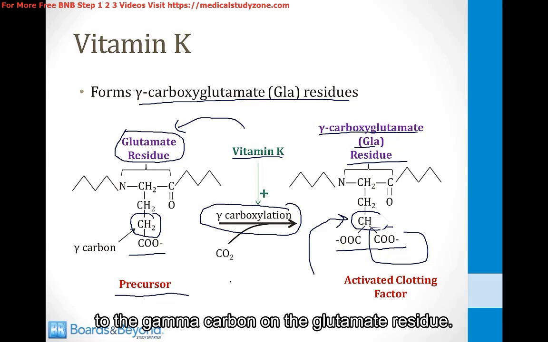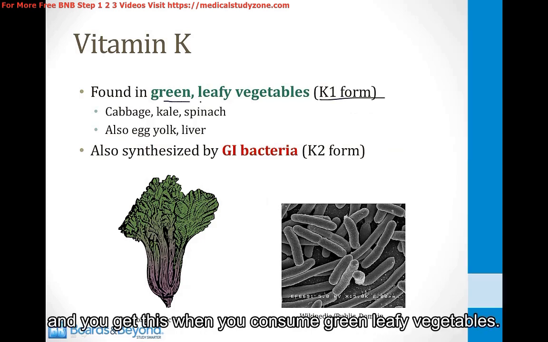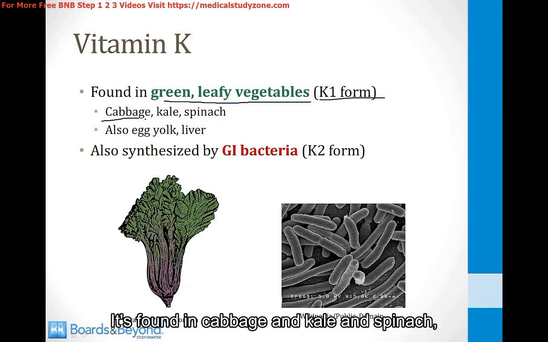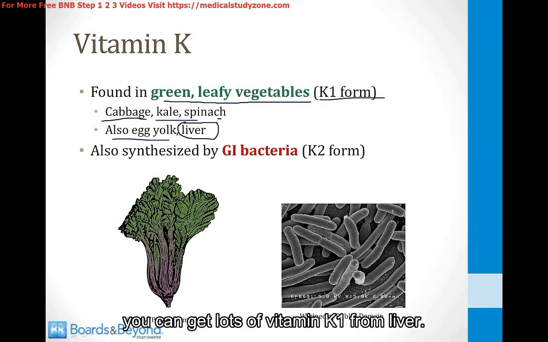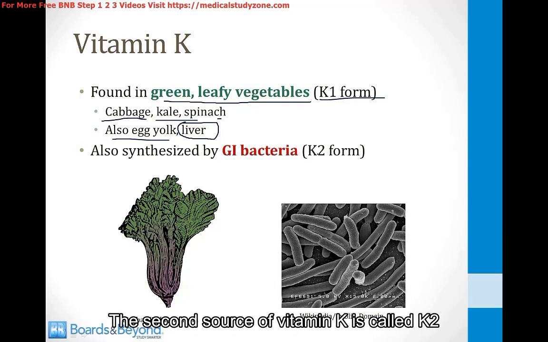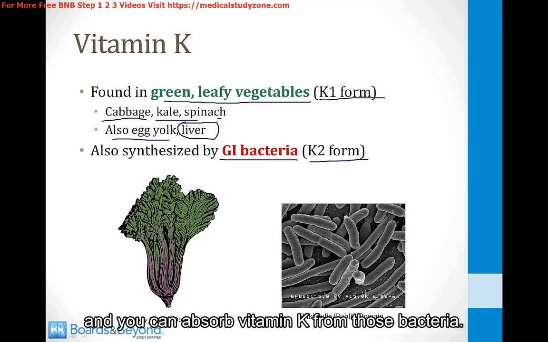You get vitamin K from two places. One form is called the K1 form, and you get this when you consume green leafy vegetables. It's found in cabbage and kale and spinach. You can also find it in egg yolks, and if you consume liver, you can get lots of vitamin K1 from liver. The second source of vitamin K is called K2, and this comes from GI bacteria. They synthesize vitamin K and then secrete it into the GI tract, and you can absorb vitamin K from those bacteria.